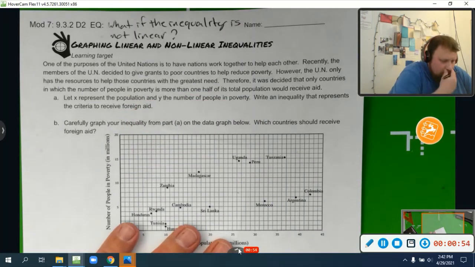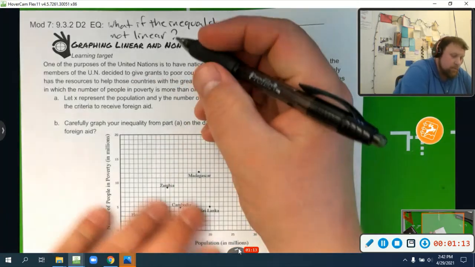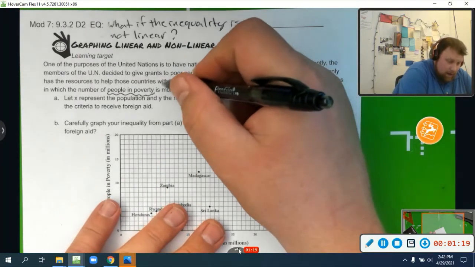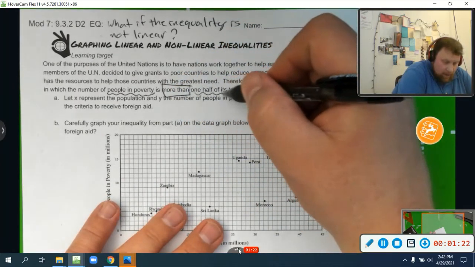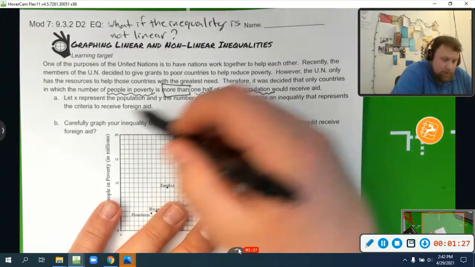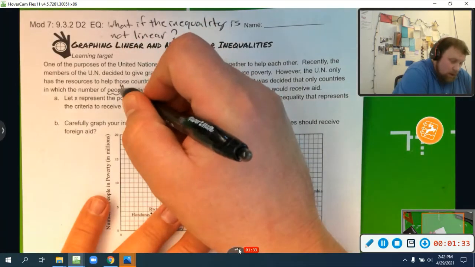It says, one of the purposes of the United Nations is to have nations work together to help each other. This is true. Recently, the members of the UN decided to give grants to poor countries to help reduce poverty. However, the UN only has the resources to help those countries with the greatest need. Therefore, it was decided that only the countries in which the number of the people in poverty is more than 1/2 of its total population would receive aid. Let X represent the population. So where's population? Right here, X. Let Y be the number of people in poverty, so Y. Okay?